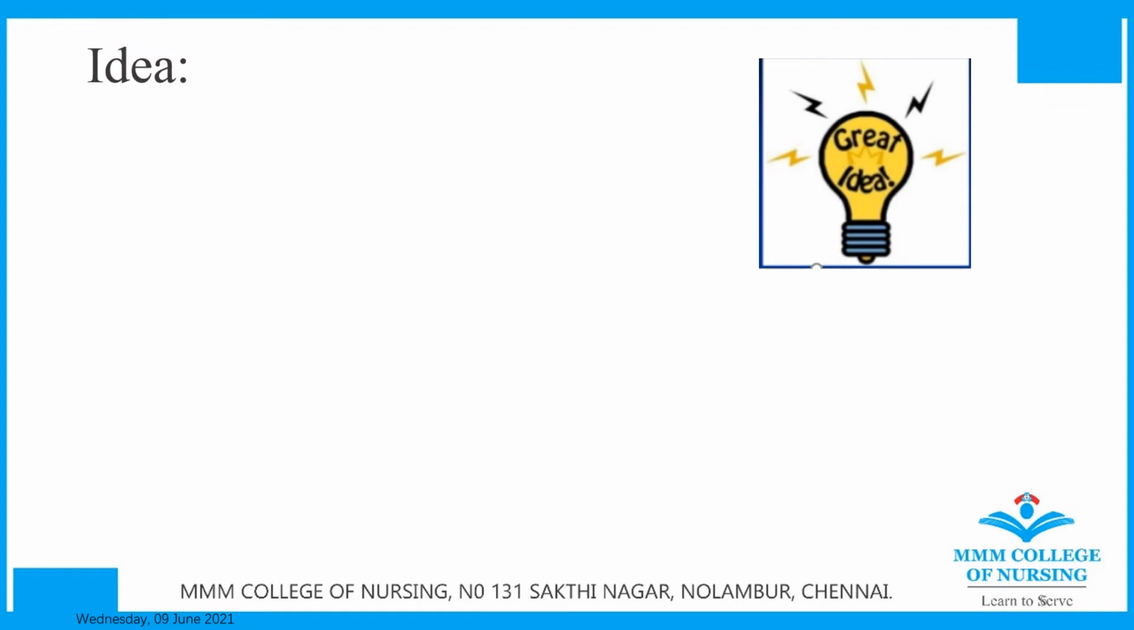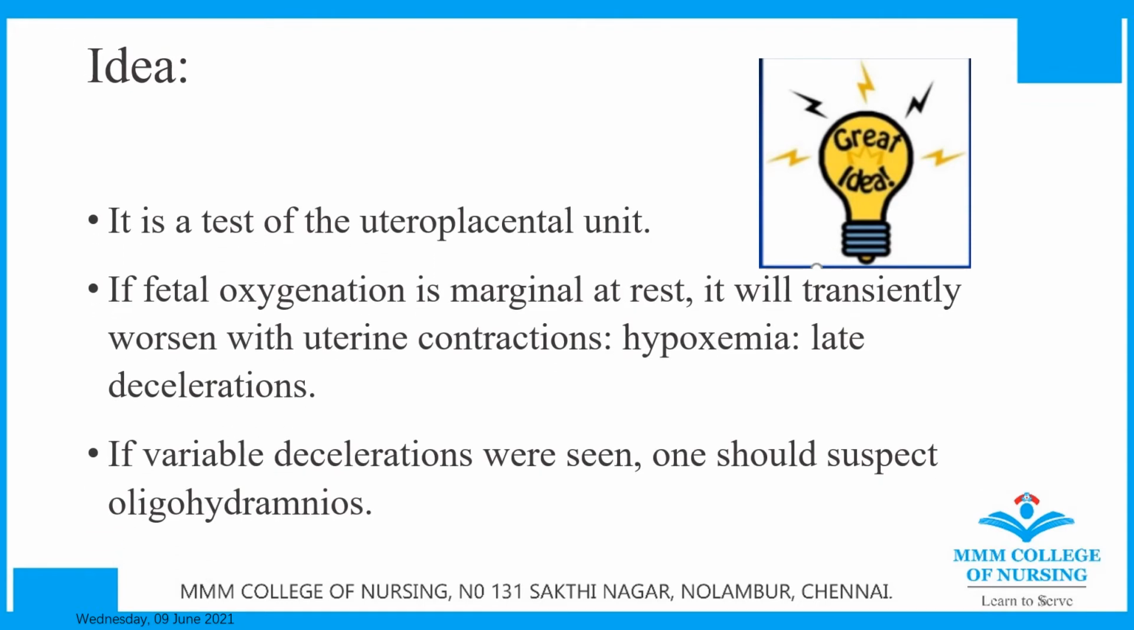What is the idea of this test? It is a uteroplacental unit, and if the fetal oxygenation is marginal at rest, it will transiently worsen with uterine contractions. If there is any late deceleration, then we can know that there is hypoxemia. If variable deceleration is seen, we can suspect there is oligohydramnios.